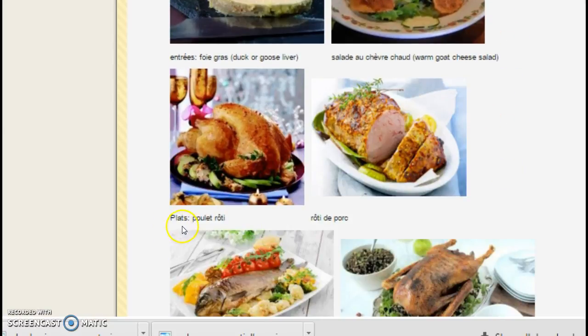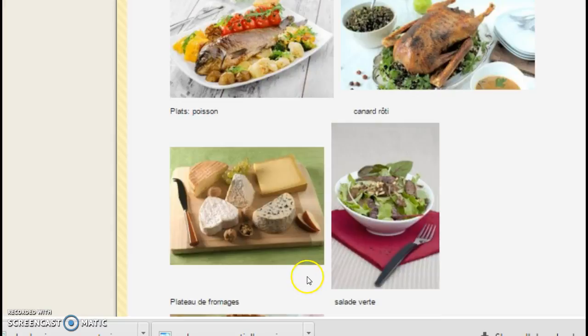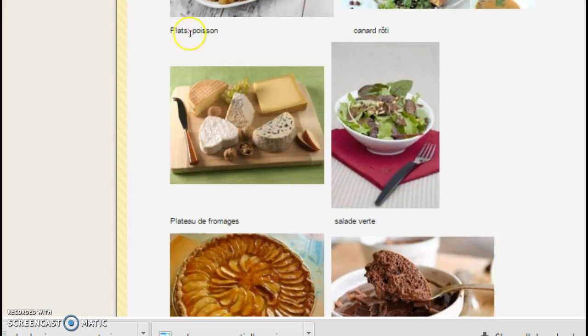All right, le plat. Okay, so that's your main course, le plat. And vous avez poulet rôti, roasted chicken, poulet rôti. Rôti de porc, pork roast. Poisson. A lot of the time you will get a full-size fish on your plate, okay? So fish in France have heads and tails. They're not just filet. Canard rôti, so roasted duck. Canard is duck.